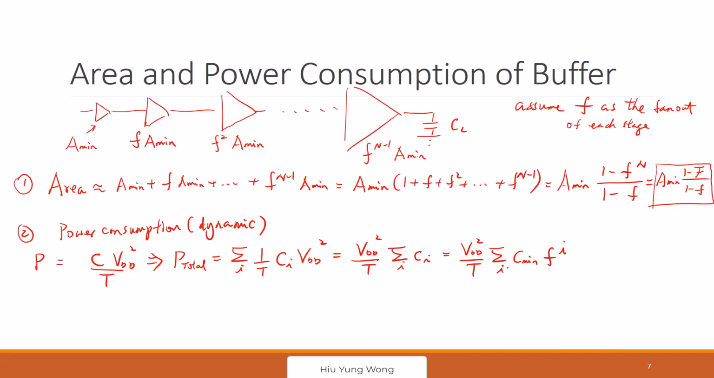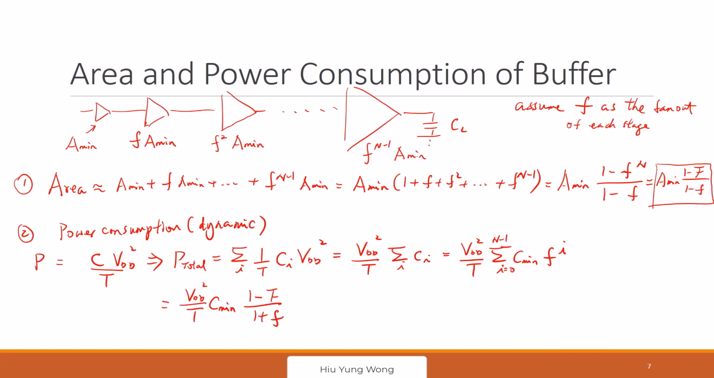And let me be clear now, what is I? We start from 0 to n minus 1, because for the first stage, the capacitance is C mean. And then of course I is 0, so this is C mean. So this is the power consumption. So again, you get this equation, VDD squared divided by T times C mean, and then summation F to the I is just the same as what we had before, 1 over F divided by 1 plus F.